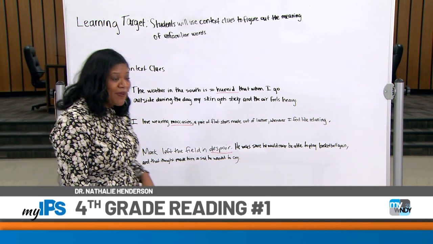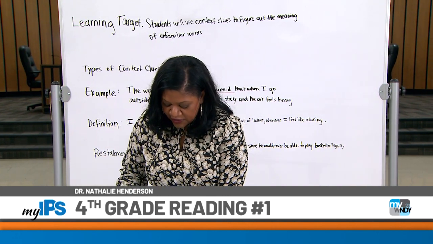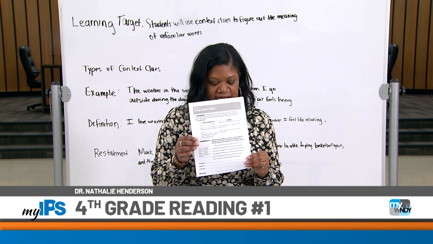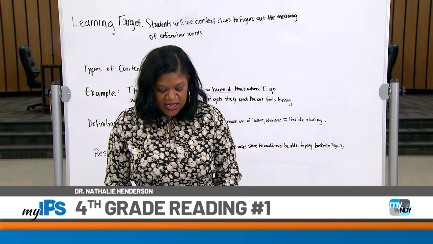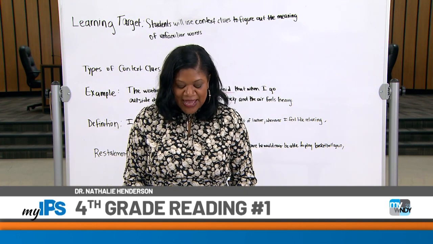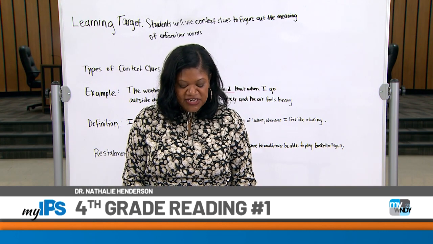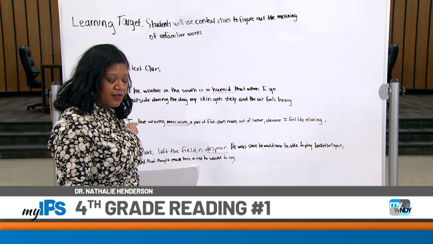Now let's take a look in our packet and see what examples are there. So in your iReady grade 4 reading packet, I want you to turn to page 11. It looks like this. And again, it mentions context clues. And so we see a table there, and the table has kinds of context clues: definition, example, and restatement, just like I have here on the board.